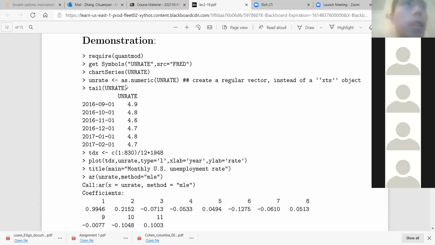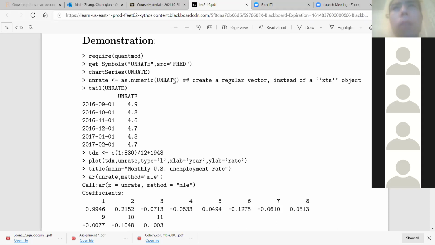Let me introduce here a little bit. So this is the getSymbols, right? UNRATE, because in the Federal Reserve St. Louis, there's a lot of data. We just need unemployment rate. So there's a so-called UNRATE, and the source is FRED, the Federal Reserve. And chartSeries. This simply directly gives you what the time series plot looks like.